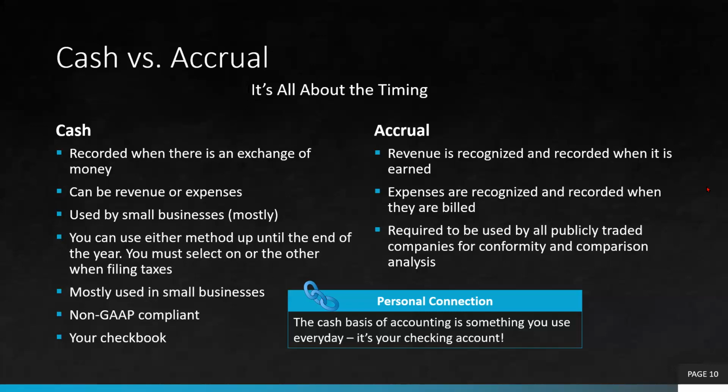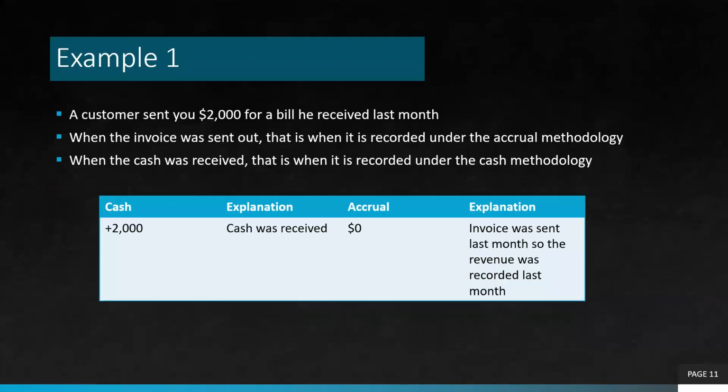So I'll give you an example of how this works. So step one in this example, a customer sent you $2,000 for a bill he received last month. Okay, so you received $2,000. Under the cash methodology, you have to account for that cash because you received it. Under the accrual methodology, you wouldn't accrue anything because the invoice for that $2,000 was sent out last month, and that's when you would have recorded it under the accrual methodology.